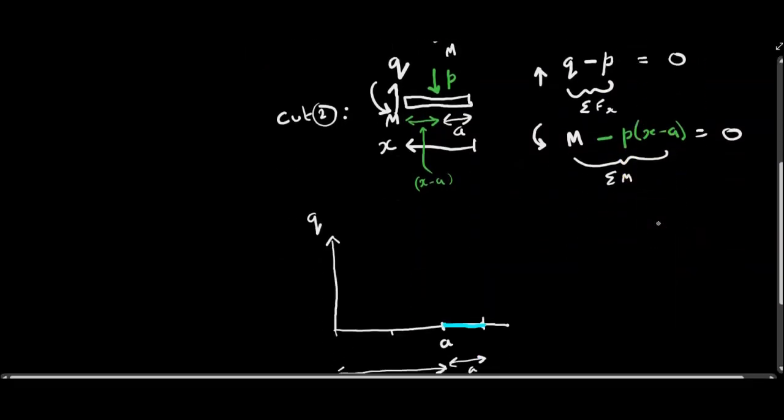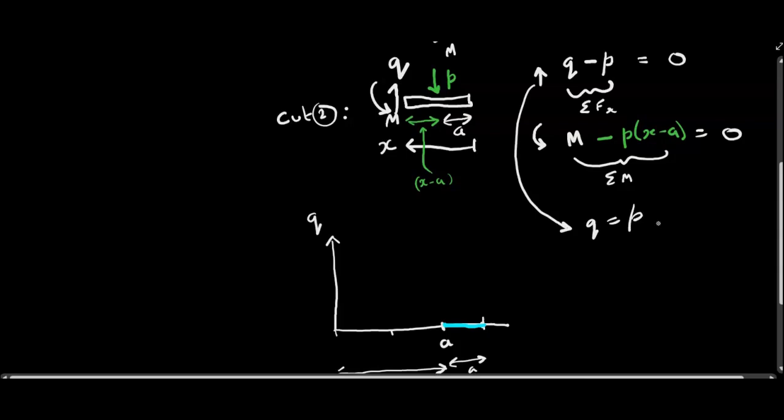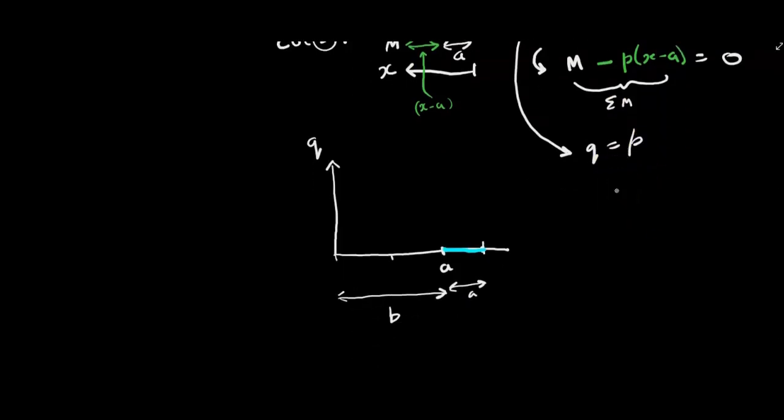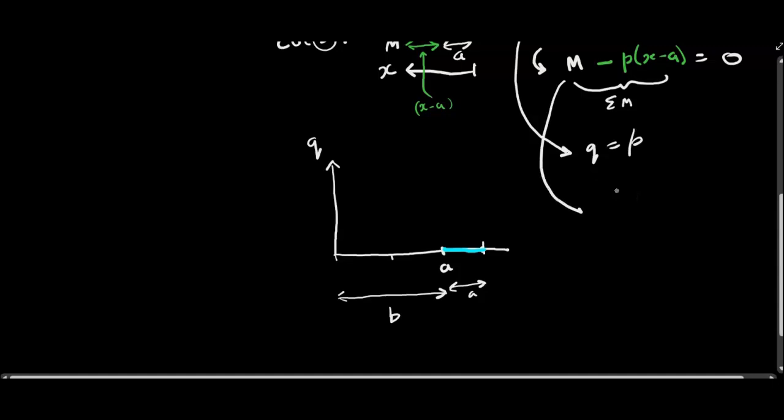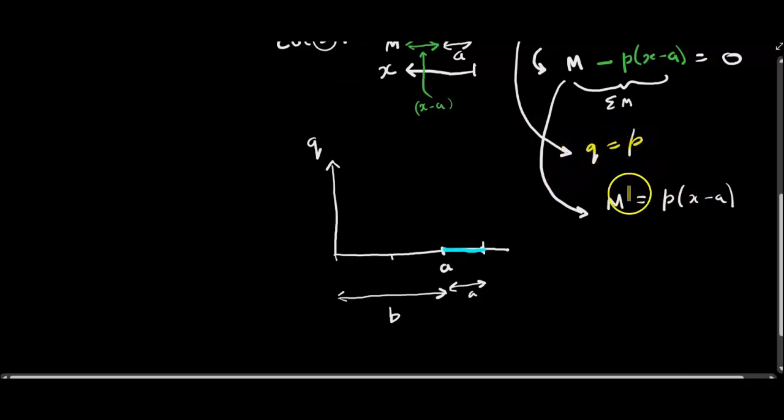So with the first one, we can just say that Q equals P. It's very straightforward. And with the second one, just take everything to the side, so the moment, the whole bracket, equals P times X minus A. Okay, so those are our two equations. I can highlight those if you like. There we go. Those are the ones that we now want to plot on this side of the beam.